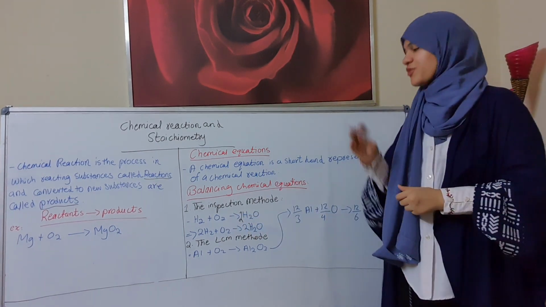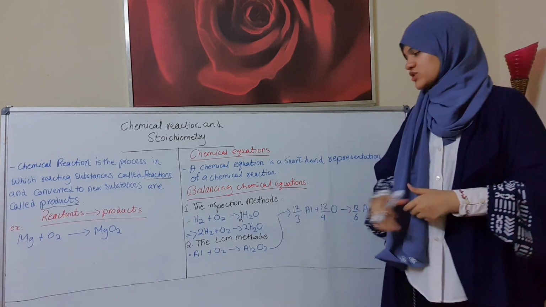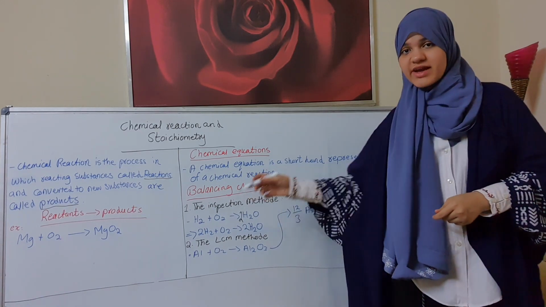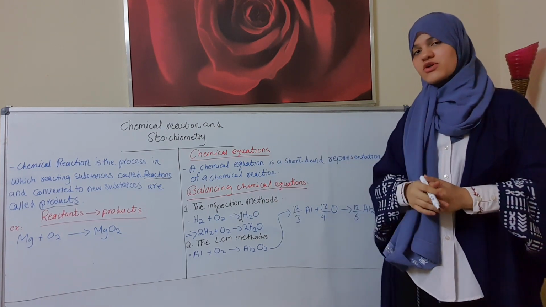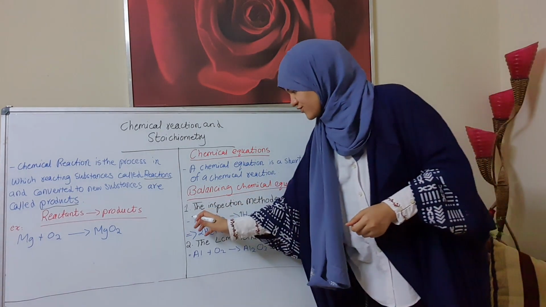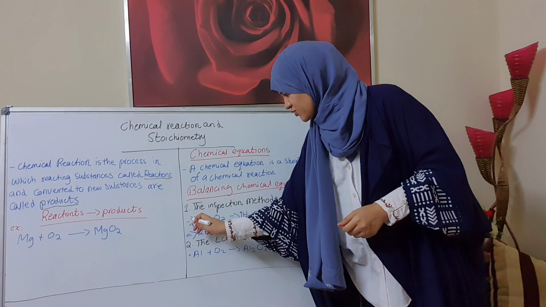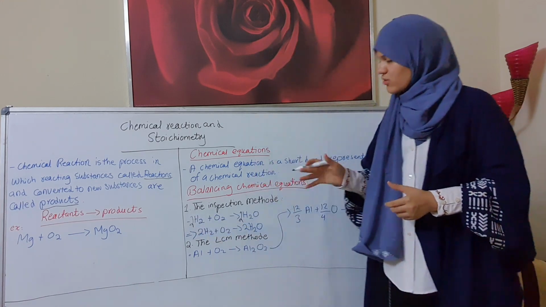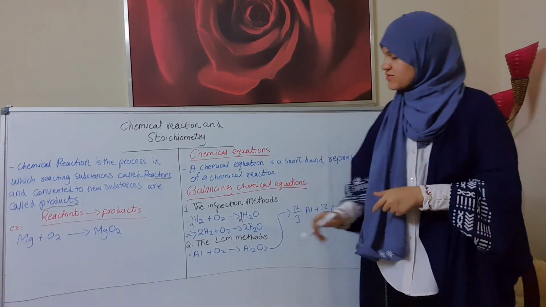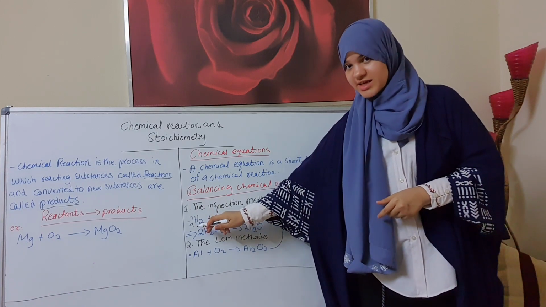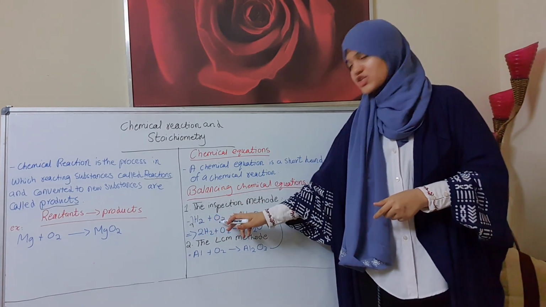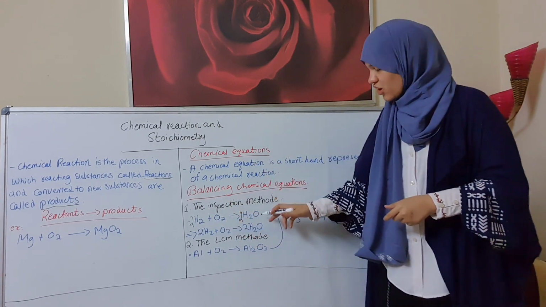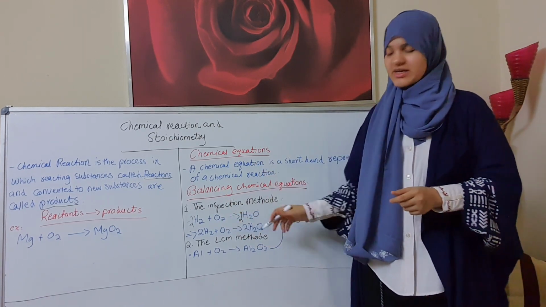Now we have 4 hydrogen and 2 oxygen. But in the reactant we have 2 hydrogen, and we want to make it 4. So we will put the coefficient for hydrogen in the reactant as 2. So now it is balanced. Why? Because we have 4 hydrogen in the reactants and 4 hydrogen in the products. We have 2 oxygen in the reactant and 2 oxygen in the product.